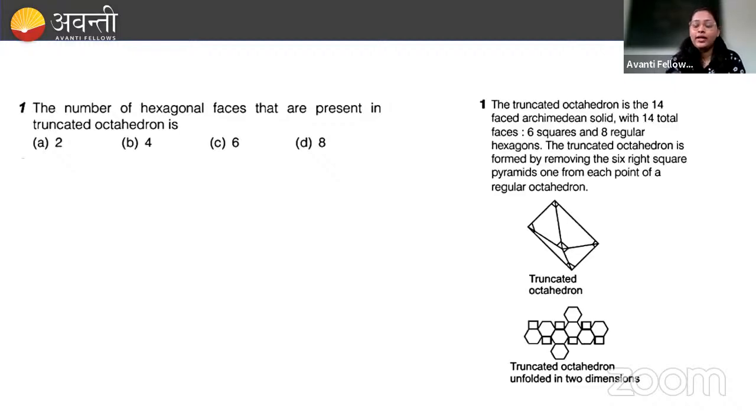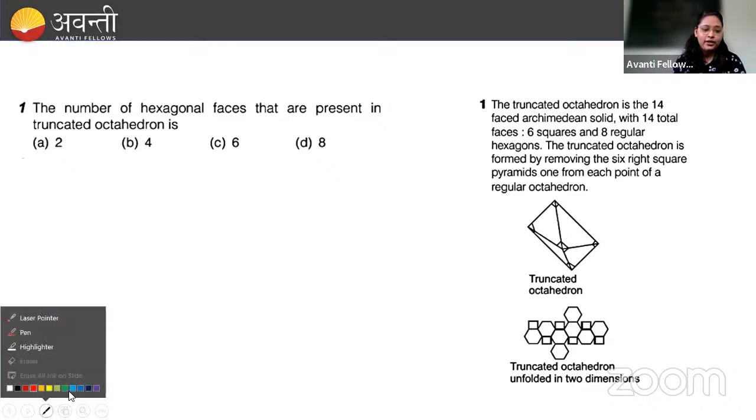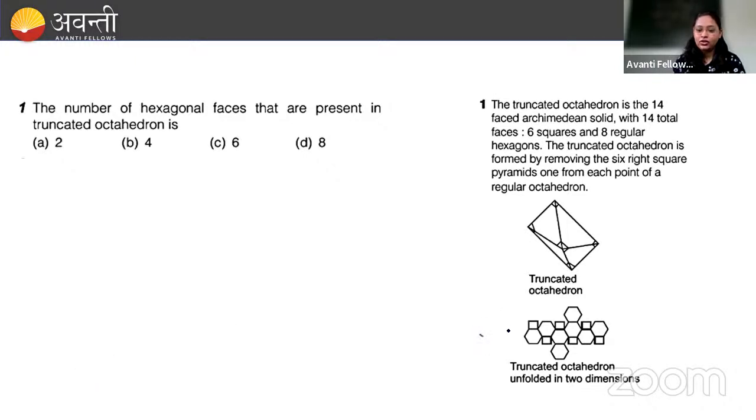So here you can see the structure of this given molecule. How many hexagonal faces are there? See this structure. This is the 3D structure, and this is the 2D structure I have shown. Here you can see 1, 2, 3, 4, 5, 6, 7, 8. These are the 8, not octahedron, sorry, these are the 8 six-membered rings. 8 regular hexagons are present in this truncated octahedron.